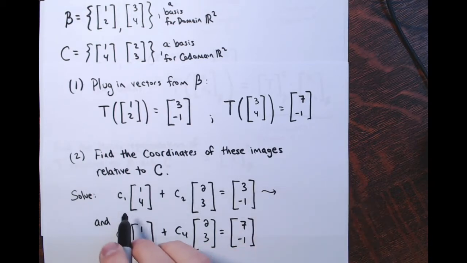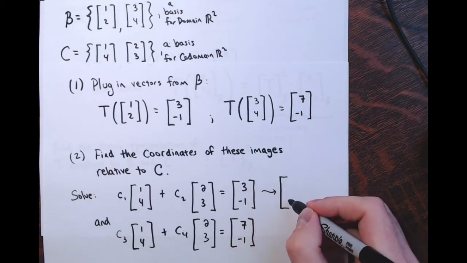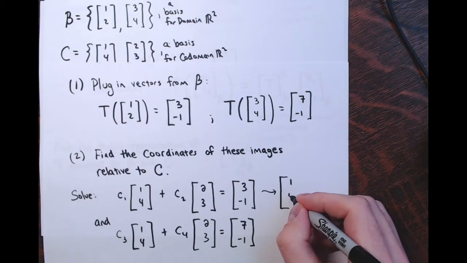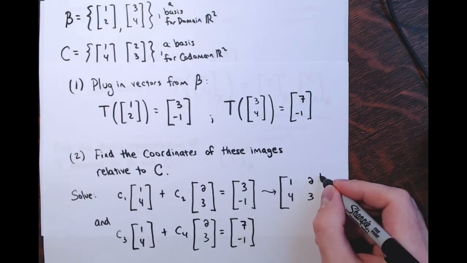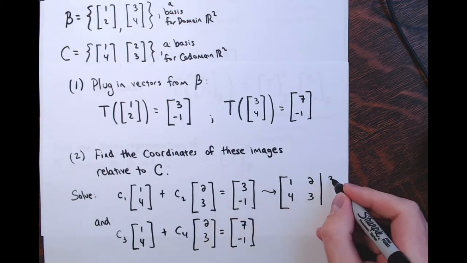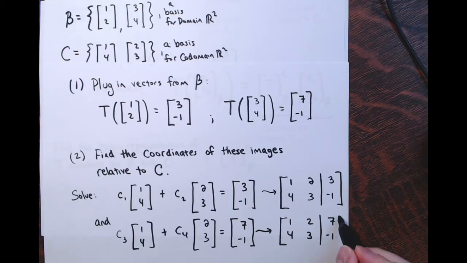Remember, if you were solving a system like the top one here, you'd set up a little augmented matrix where down the first column you have the coefficients of C1, the first coordinate, and then the coefficients of C2, then a bar, and then what you want them to be equal to, 3, -1. And if I were doing the same thing here, I'd set up an augmented matrix with coefficients of the first coordinate down the first column, coefficients of the second coordinate down the second column, and then what I want them to be equal to, this 7, -1.